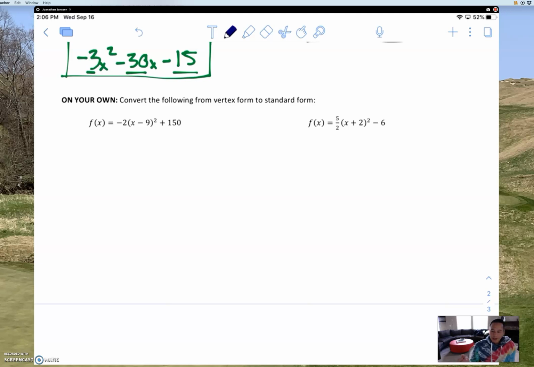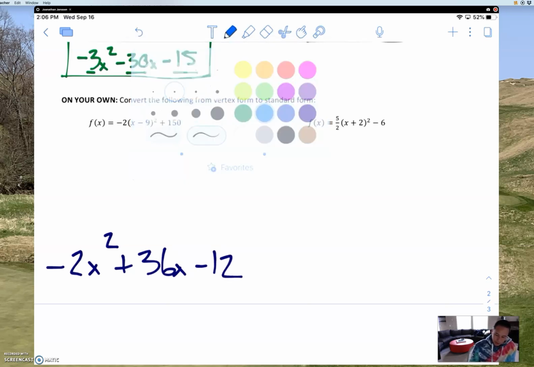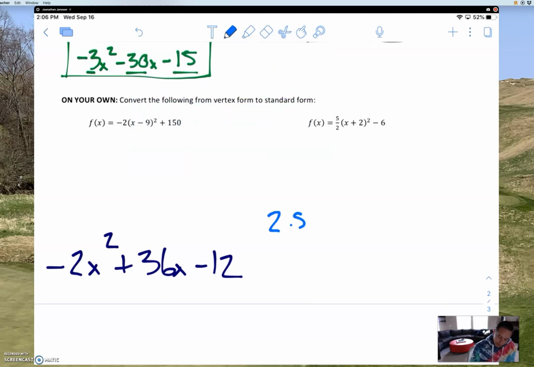All right, welcome back. The answer for the first one was -2x squared plus 36x minus 12. Hopefully. And for the next one, hopefully you got 2.5x squared plus 10x plus 4. Now, if you took 2.5 and you wrote it as 5 halves, so 5/2, that's fine too. Decimals, fractions, doesn't really matter too much to me. They're the exact same thing.